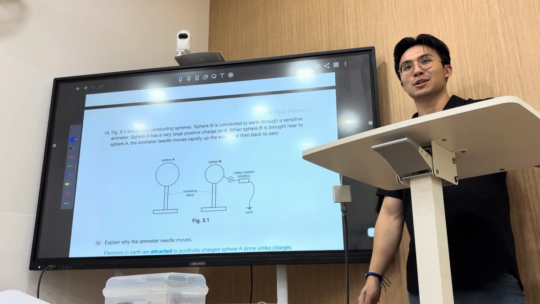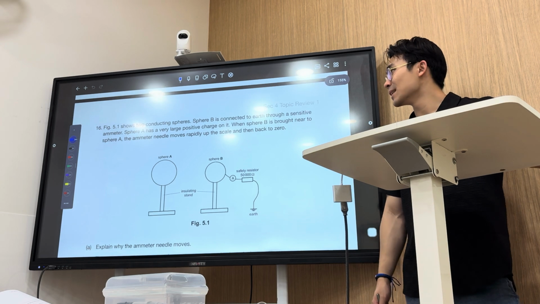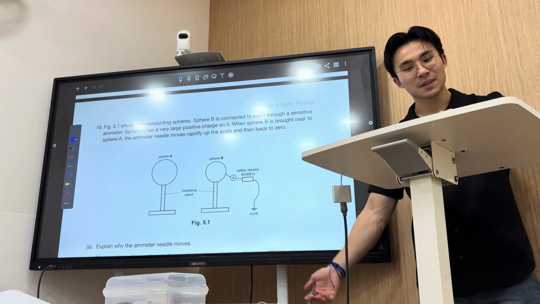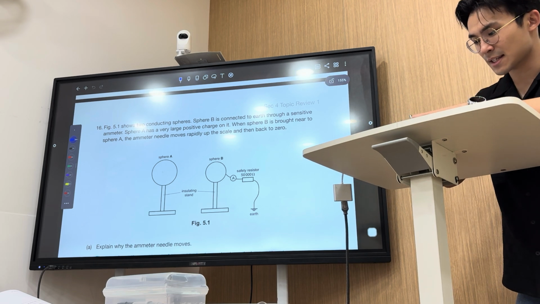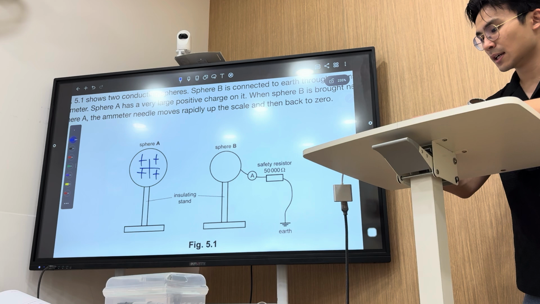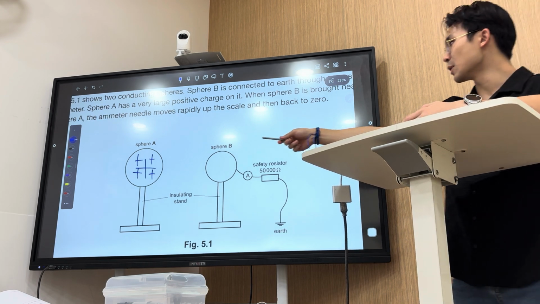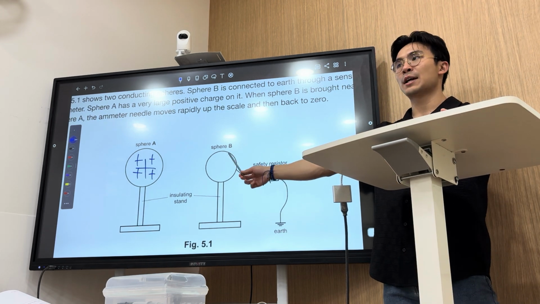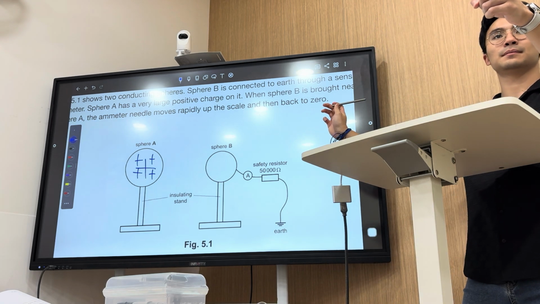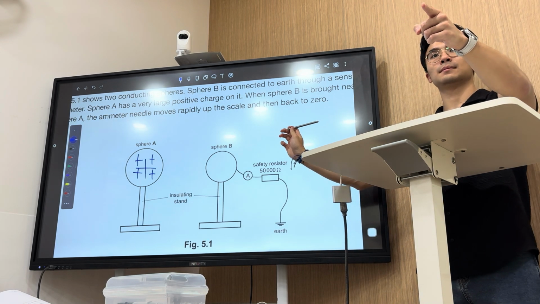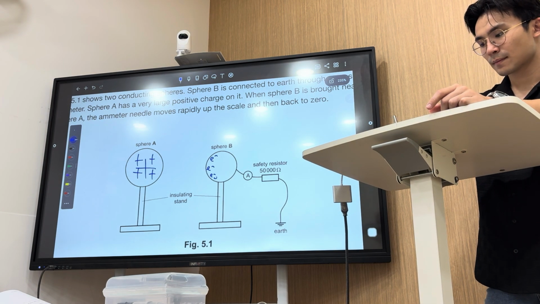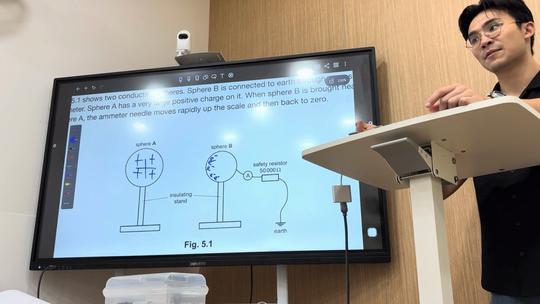Alright. This part's going to be a bunch of copying. So let me explain first. Otherwise, later when you're copying, you're not going to pay attention to what I say. Okay. This fella is now very, very positive. There is a lot of positivity here. So, if I bring him close to sphere B, the electrons in sphere B are going to go where? Left side or right side? This way, right? All the electrons are going to come to the left side.